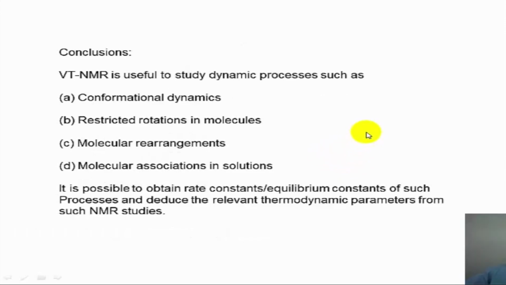So let us conclude this particular module by saying that variable temperature NMR spectroscopy is extremely useful for the study of dynamic processes such as conformational dynamics, as in the case of cyclohexane going from one chair form to another chair form, restricted rotation, as in the case of the C single bond N restricted rotation in dimethylformamide, molecular rearrangement with the famous bullvalene as an example, and molecular association in solution, particularly of the triphenylene molecule and the trimethyl aluminum kind of molecules that we discussed. From these studies, it is possible to obtain the rate constant as well as the equilibrium constant of such processes and deduce the relevant thermodynamic parameters from NMR studies.